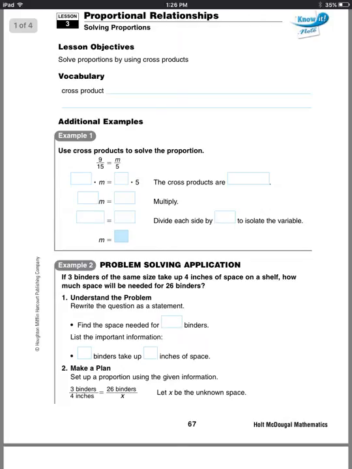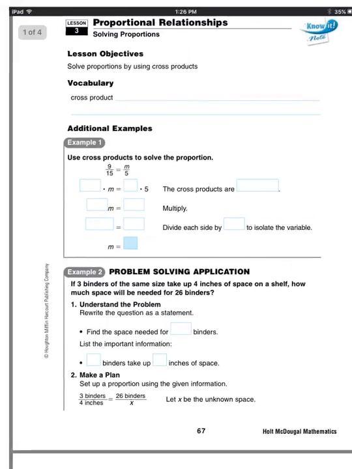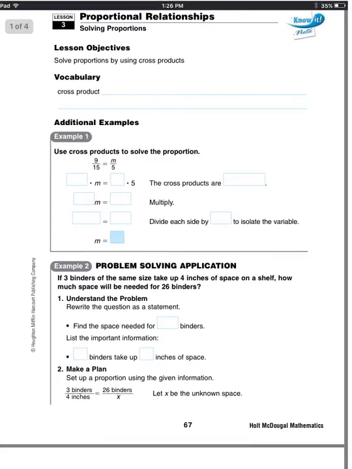Yesterday we wrote proportions. Today we're going to solve proportions, and you solve proportions using cross products, which are the product of the first term in one ratio and the second term in the other. So it's just your diagonals, like we multiplied yesterday when we were trying to see if two fractions actually made a proportion.